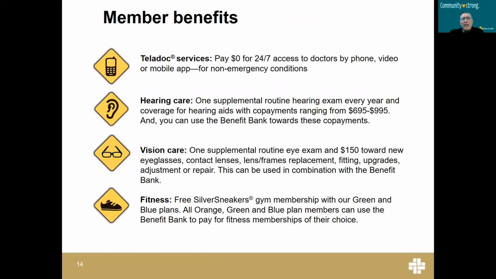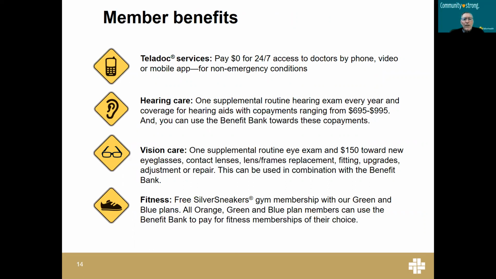Now, with the Fallon Medicare Plus, you also get benefits like the Teladoc services that we've already mentioned that have the $0 copayment for non-emergency services. And you can speak to them by either telephone, video, or mobile application 24/7 for non-emergency services.